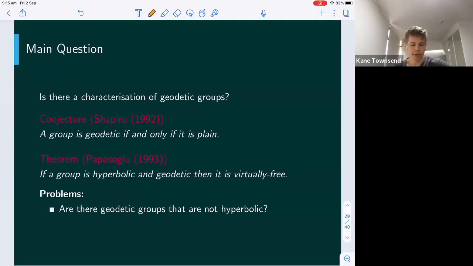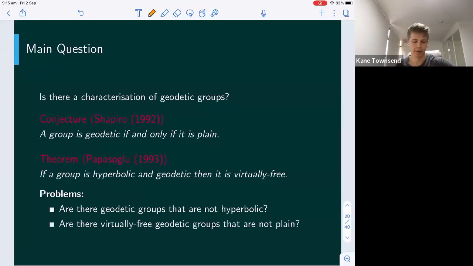And so the problems that remain are: are there geodetic groups that are not hyperbolic? My feeling is that is possible. The other problem is: are there virtually free geodetic groups that are not plane? And if I was going to say anything, I would say no. The geodetic groups seem like they need to be plane from what I know.